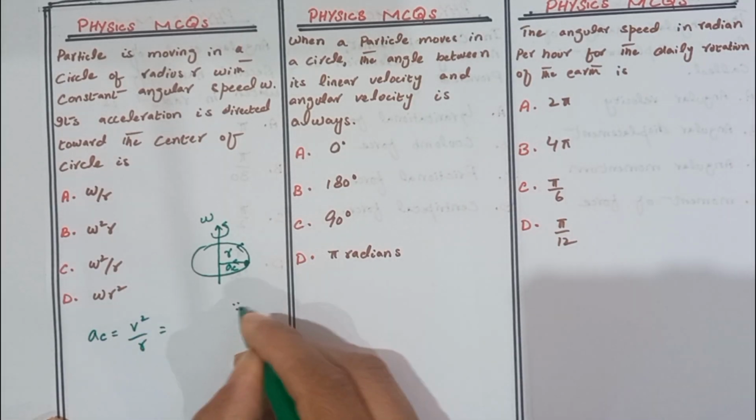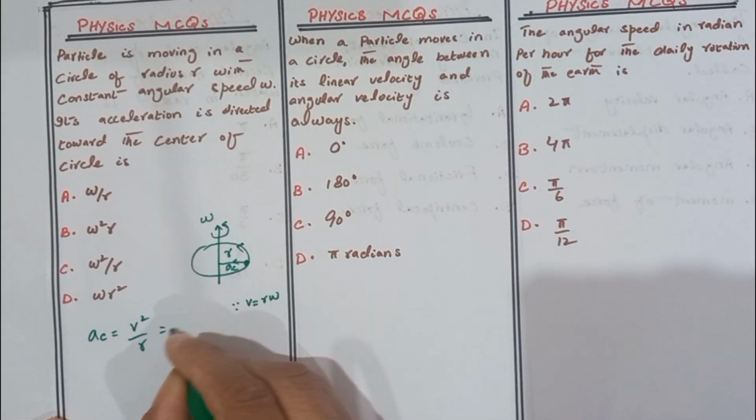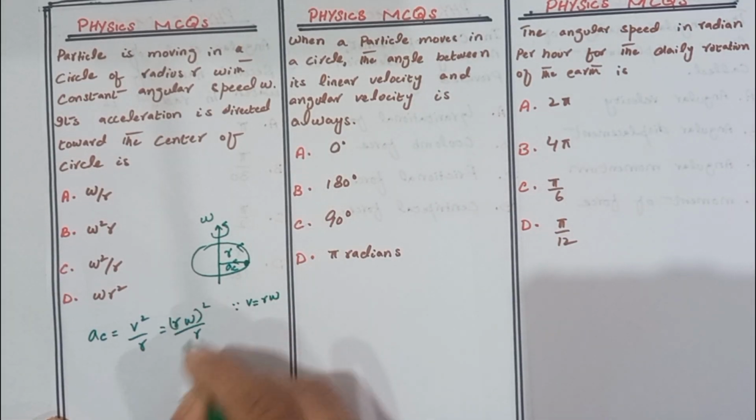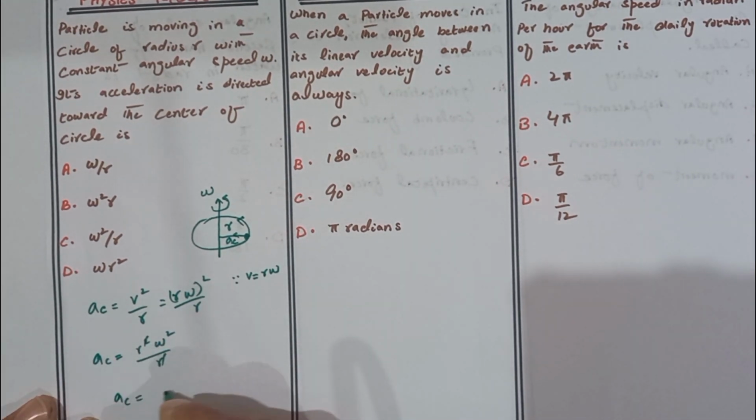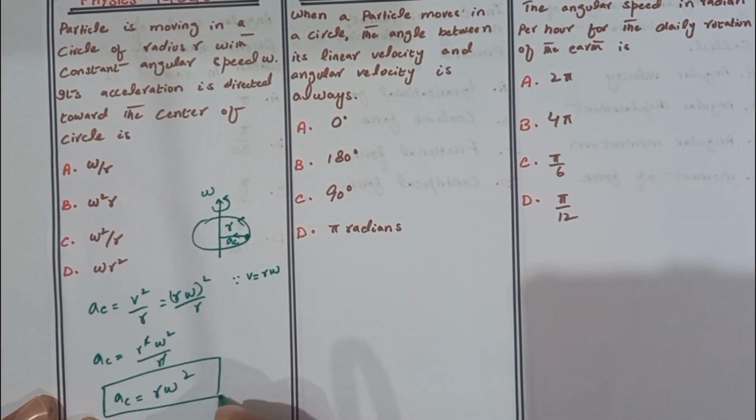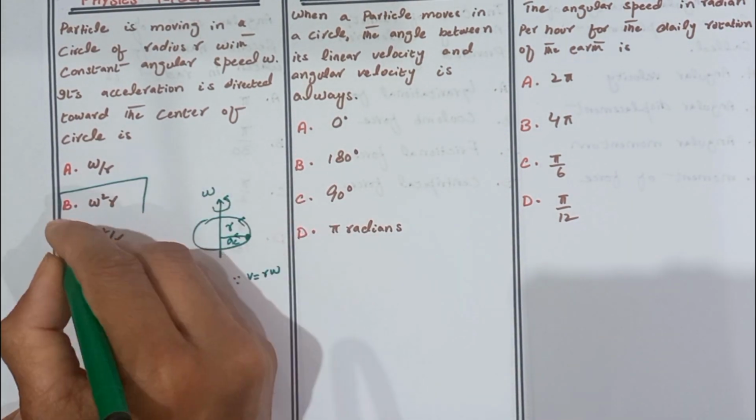If we write it in terms of the angular speed, v is equal to r omega, so a_c is equal to (r omega) whole squared over r, which is r squared omega squared over r. If we cancel out, a_c is equal to r omega squared. So our centripetal acceleration is omega squared r, that is option B.